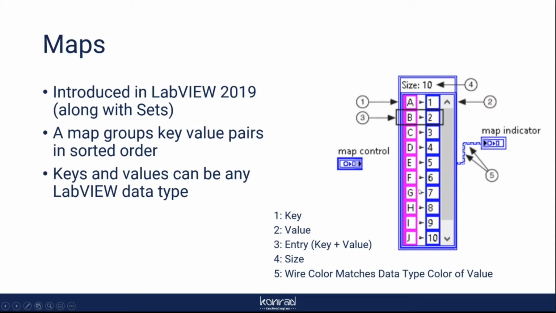In this case, the key is a string, but it could be a number if you wanted it to be. And over here, our value is a number, but it could be a variant. It could be a class. It could be whatever you want it to be. Then this is telling us our size, and the entry is the combination of the two together. Notice that the wire color will change based on the data type color. So if this was a string, this would be a pink map. It would show up a little bit different.